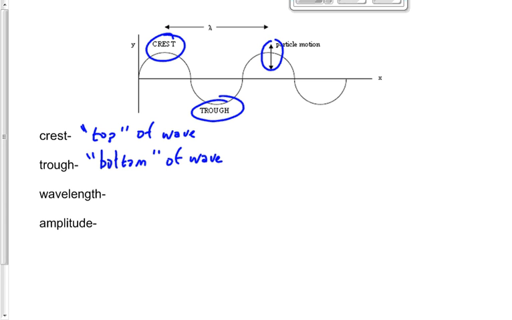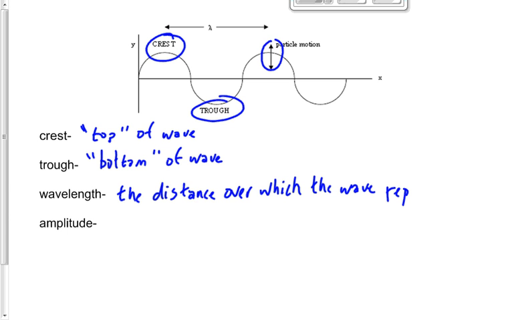Now the wavelength, this one's a little bit confusing because this is a new term for us. Not only a new term, it's a new symbol. The wavelength is the distance over which the wave repeats itself. In other words, it is literally the length of a wave. The distance over which the wave repeats itself is the length of one entire wave.